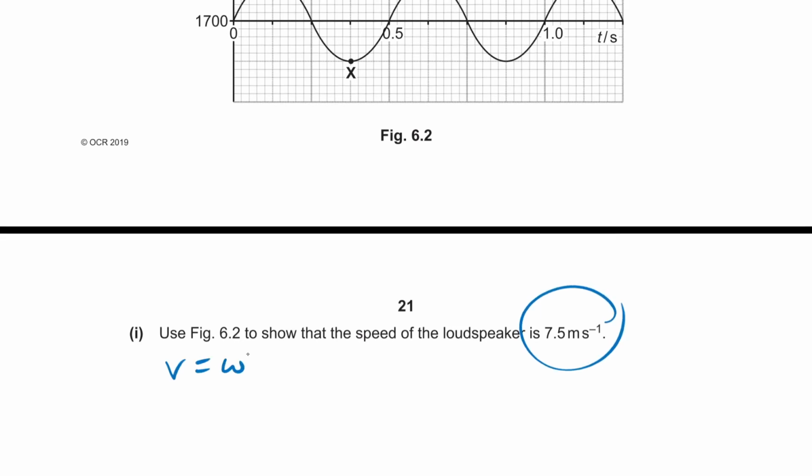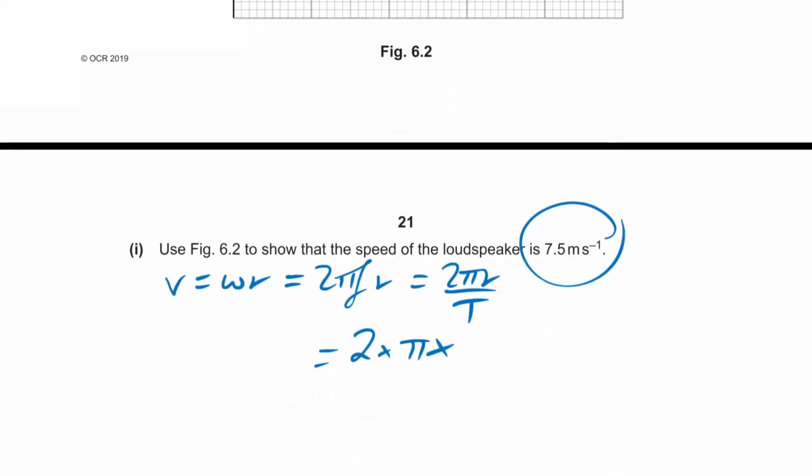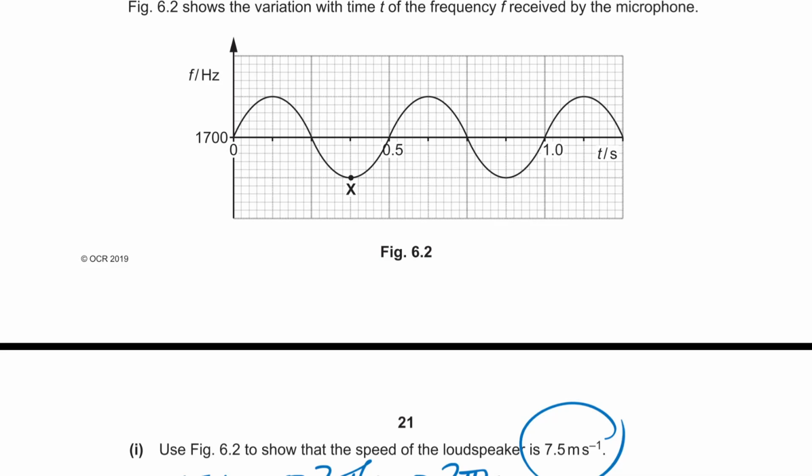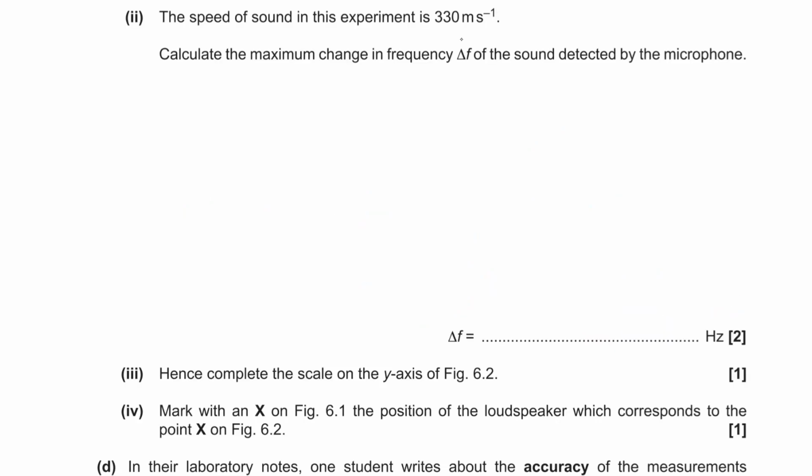So we know that v is equal to omega r, which is equal to 2 pi f r, which is equal to 2 pi r over the time period. So 2 times pi times the radius, which was 0.6 meters, divided by the time period, which is 0.5. Which ends up being, what, 4 times 0.6, so 2.4 pi. I think that looks about right. Speed of sound is that.